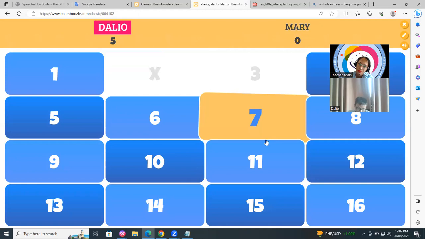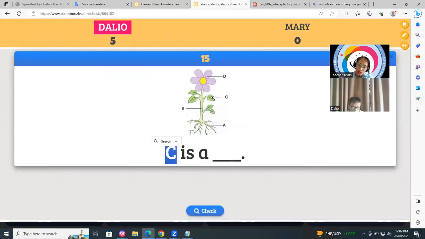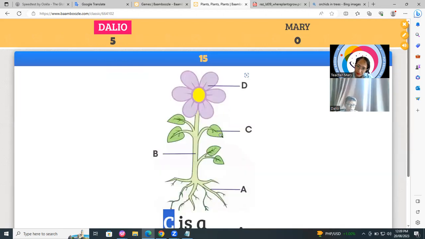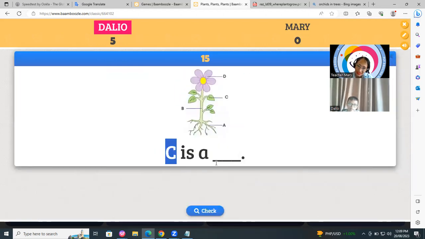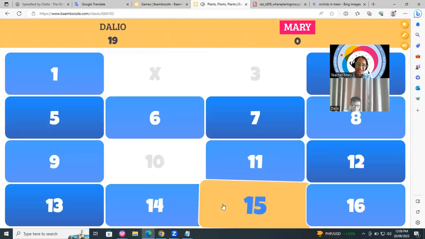Number 10. What is this? Leaf. Let's check. Wow, very good. Okay, you've got 20 points.